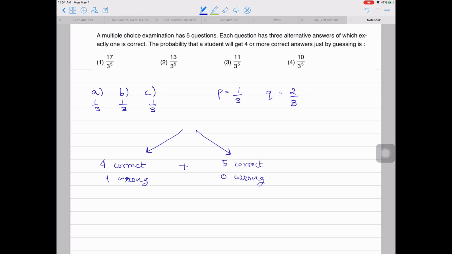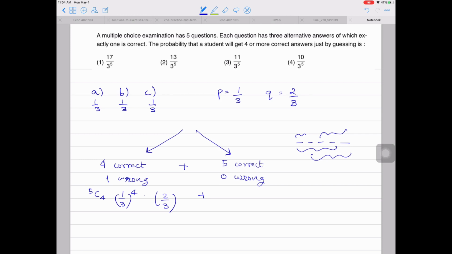So to get 4 correct answers, he needs to guess them correctly, which gives 1 over 3 to the power 4, and he needs to have 1 wrong answer, which means a probability of 2 by 3. And to get 4 correct answers, there are a total of 5C4 ways. So if we have 5 questions, he can either get the first 4 correct, or the last 4 correct, or the last 3 and the first question. This way he has 5C4 ways of getting 4 correct answers.